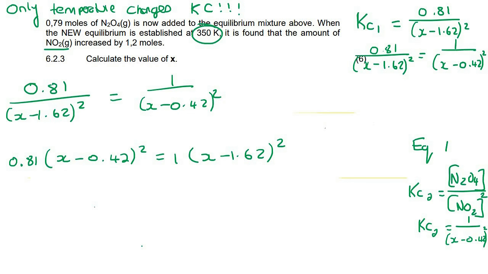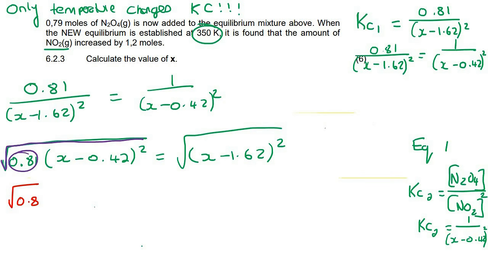I'm going to square root both sides, but you don't have to do it that way. Okay, the 1 doesn't do anything, right? So I'm just going to ignore that. Now you've got to be careful. We don't know the square root of 0.81, so let's just leave that like that.